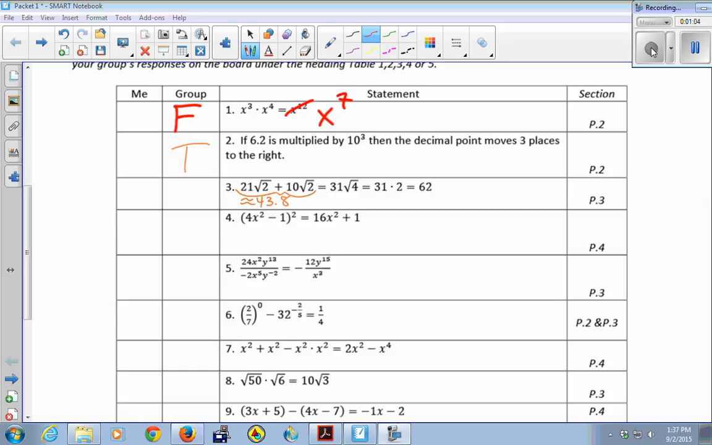And then you type in 31 root 4, right? And you'd get 62. And you say, oh, those are not the same. So this is false. But 21 root 2 plus 10 root 2, if you were going to do that exactly, as opposed to typing into your calculator and getting an approximation, would come out to 31 root 2. You can treat radicals the same way you'd treat an x, where 21x plus 10x is 31x. 21 root 2 plus 10 root 2 is 31 root 2.